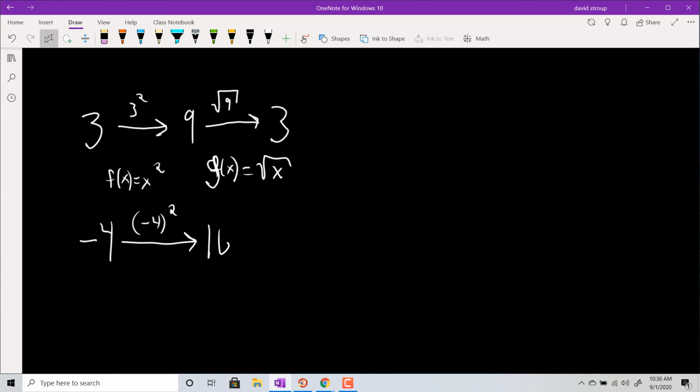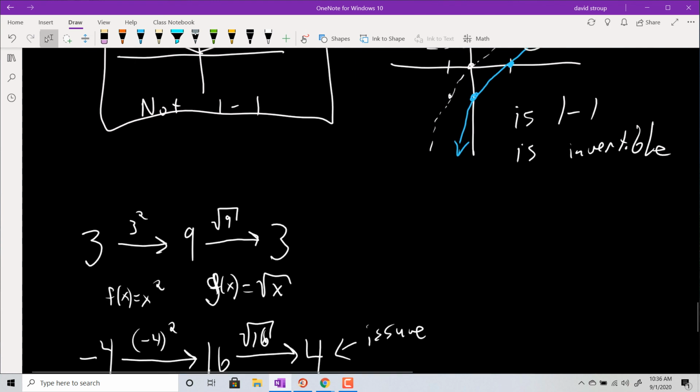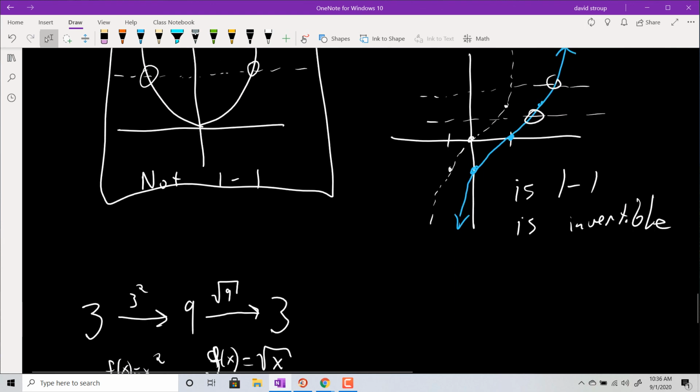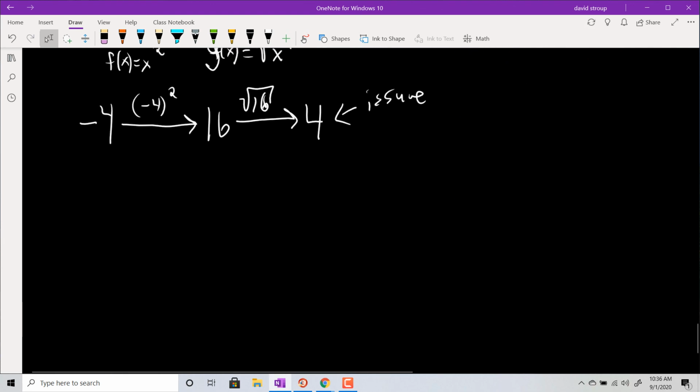I'll get positive 16. And then if I try to undo it, I don't get back to where I started. I get back to positive 4. Okay, so that's the issue. This is a big issue, and to correct it, what we're going to do is exclude all of the negatives or exclude all of the positives. So basically, you exclude one whole half of the graph.